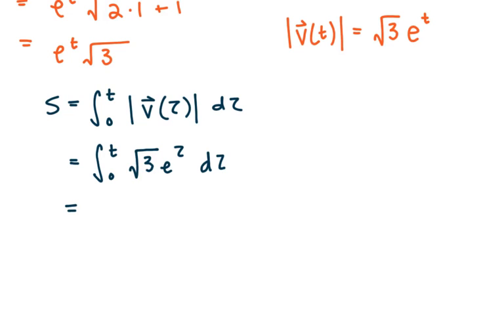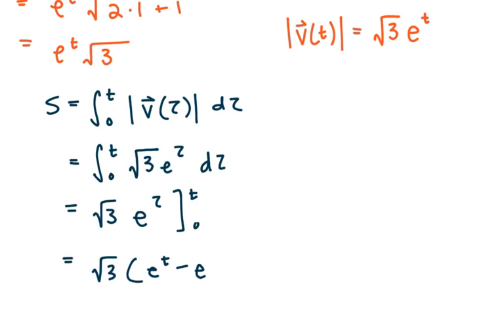Pull that root 3 out front. The integral of e to the tau is e to the tau. We need to evaluate that from 0 to t. So that is root 3, plugging t in for tau, I get e to the t minus e to the 0. And we all know that e to the 0 is equal to 1. So this represents s. So this gives us our distance or length along the curve.